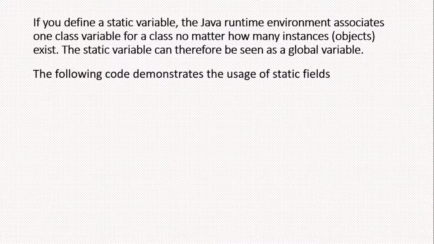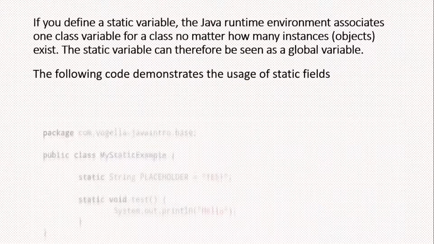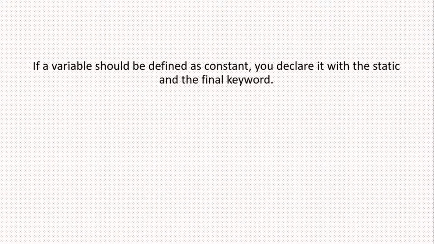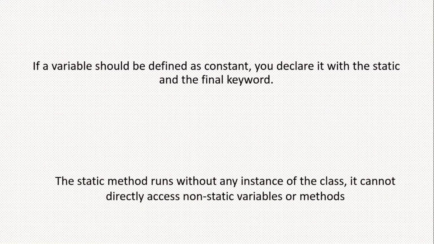The following code demonstrates the usage of static fields. As shown in the figure, if a variable should be defined as constant, you declare it with the static and the final keyword. The static method runs without any instance of the class. It cannot directly access non-static variables or methods.